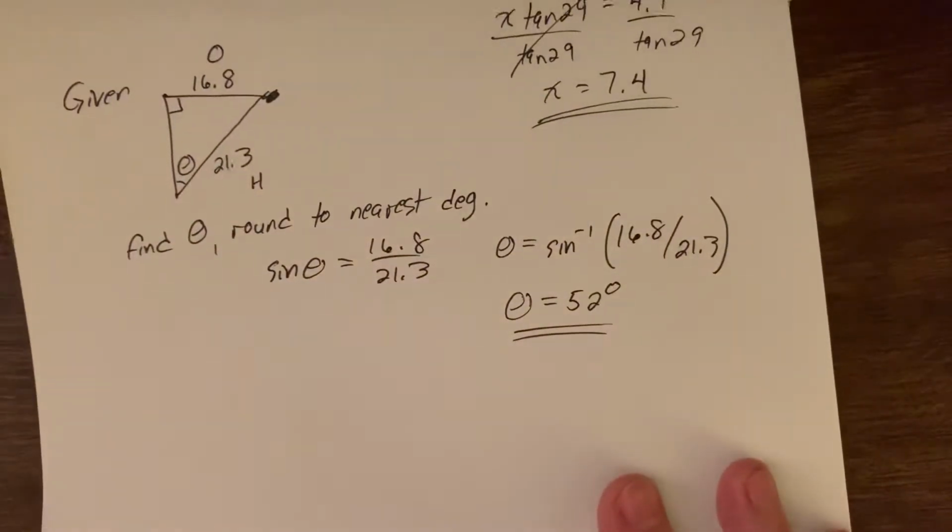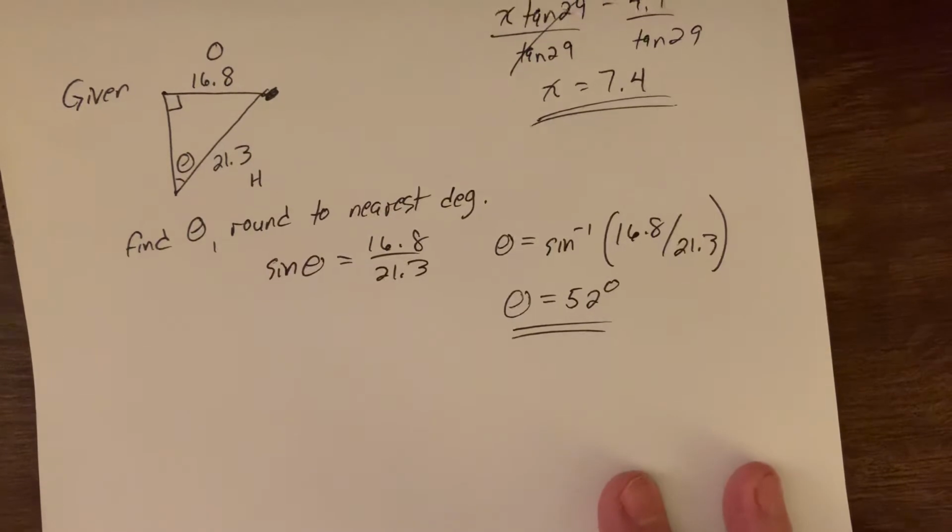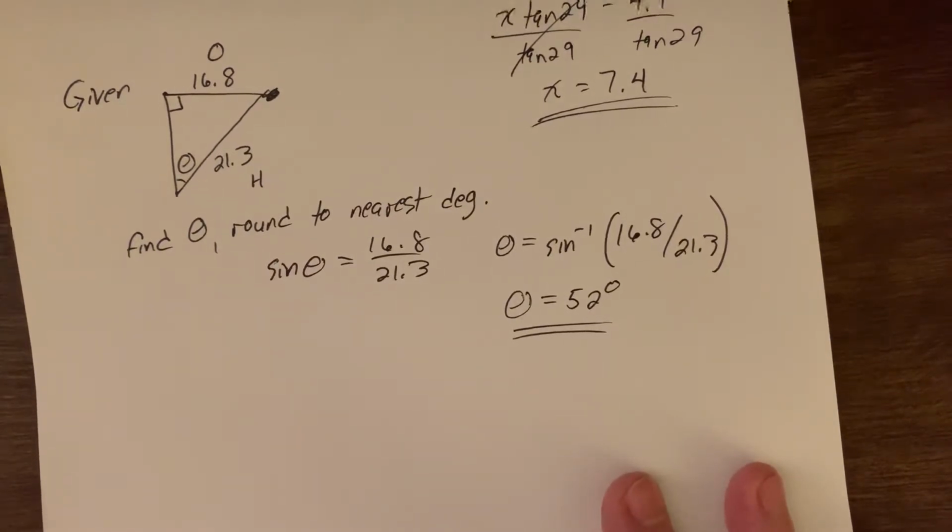There are a lot of right triangle situations that naturally show themselves when we start drawing out a picture. There are a lot of right triangle situations that come up. So let's take a little look. Let's see what we have here.